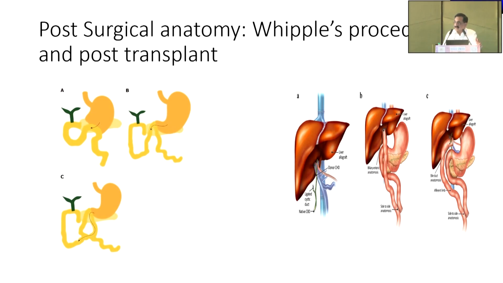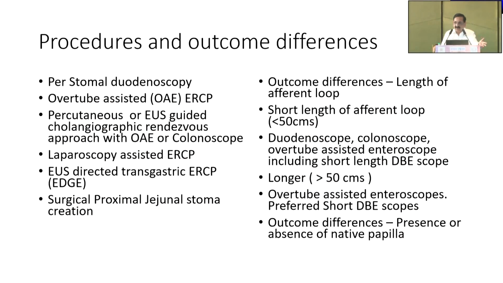So keeping all these things, what do we use? What are the procedures which can help us understand which procedure to be done in which kind of altered anatomy? So as I said, in Billroth type 1, you go ahead and do peristomal duodenoscopy with a standard ERCP scope.